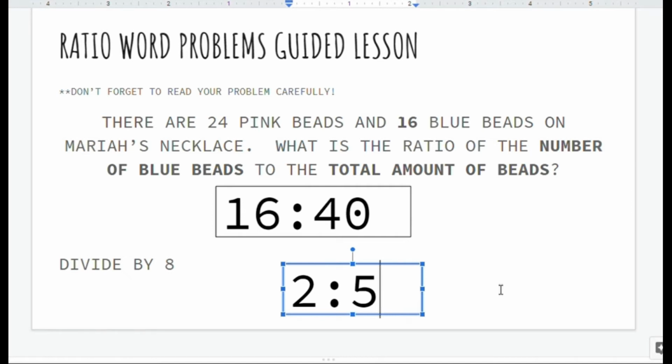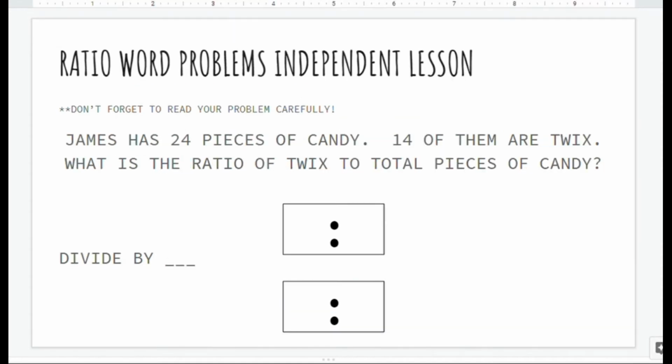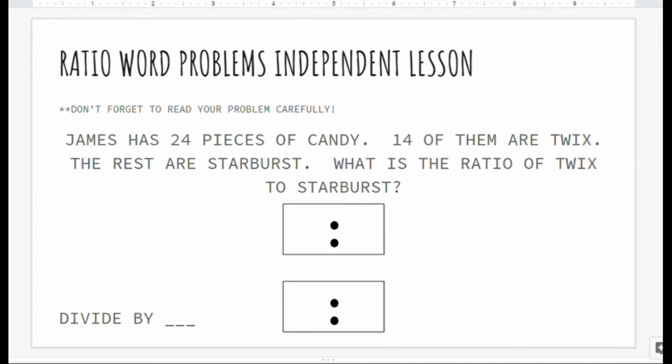For slide number 10, you are going to complete this independently with pieces of candy. Reminder to read your problem carefully and complete slides 10 and slide 11 by yourself. You can pause right now and complete them as we speak, or you can complete them at the end of this lesson.